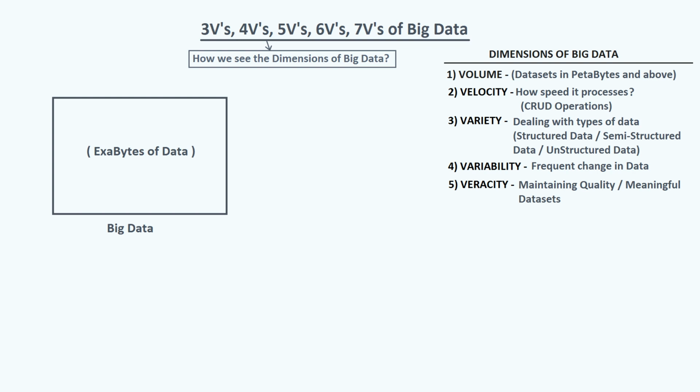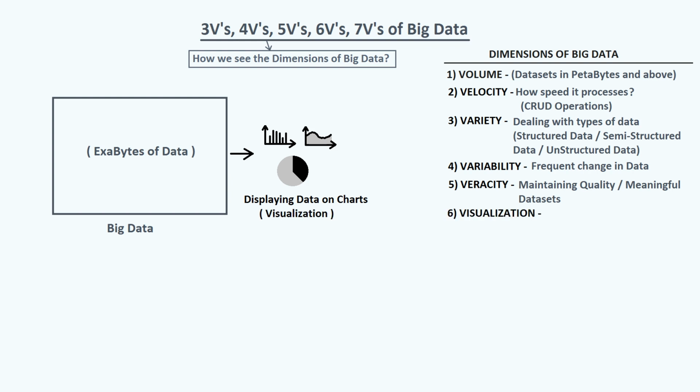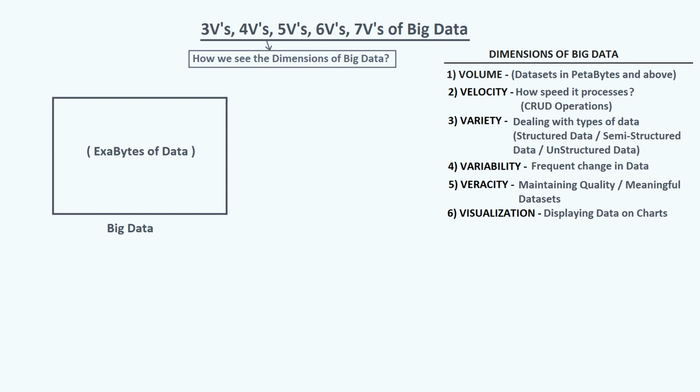Next. This exabytes of big data can be represented and displayed on charts, which we call visualization. This is the 6th dimension we need to consider. Next. And the last dimension is value. It means utilization of data that makes revenue. Today, in this many dimensions, big data is measured.